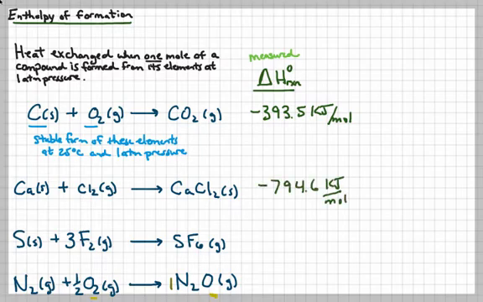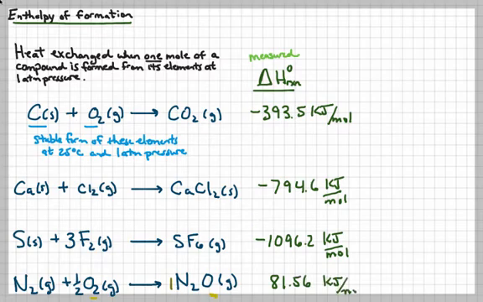Calcium chloride reacts with chlorine and we can measure its enthalpy to be minus 794.6 kilojoules per mole. So again, an exothermic process. So in these particular cases, you can simply do the reaction and measure the enthalpy exchange for the reactions. Now, how is this then related to the actual enthalpy of formation for compounds like CO2?